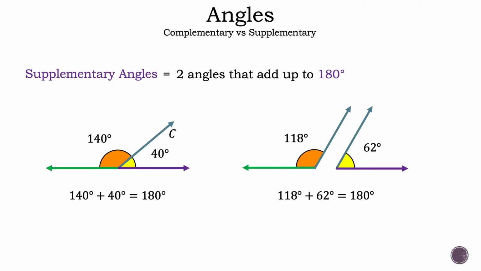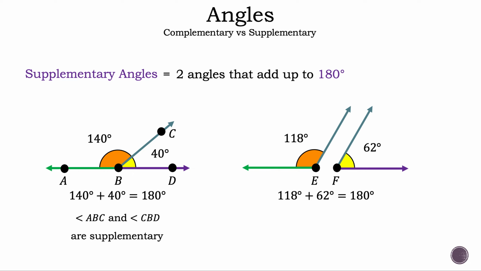Now, let's put these two supplementary angles closer together. Let's place letters on these rays. Let's start with the left side. Which two angles do we think are supplementary? That's right, angle ABC and angle CBD are supplementary. And they also form a linear pair because they are adjacent angles.